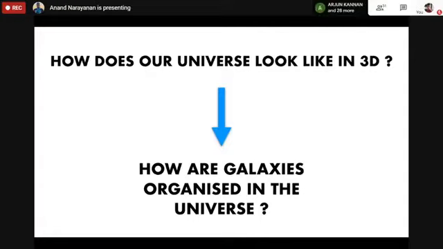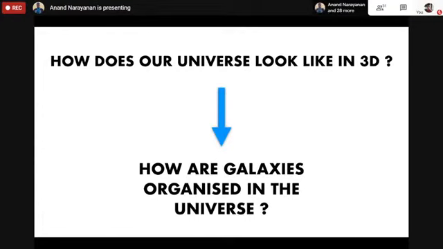Different groups have been carrying out these large galaxy redshift surveys, where they try to look at, if possible, the entire sky, but if the entire sky is not possible, then they look at large regions of sky, a quarter of the sky or a half of the celestial sphere, and try to map out the positions of galaxies in it.